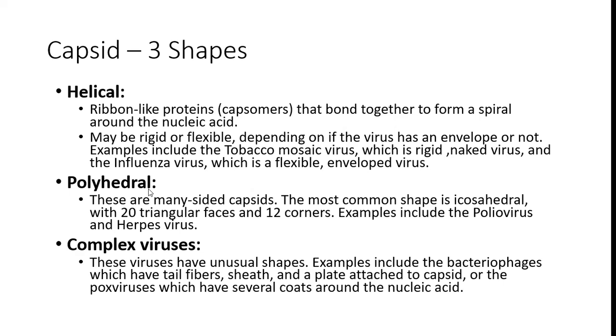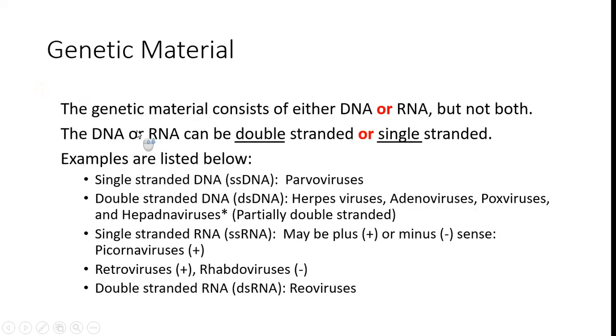And then the third category is what we call a complex virus, and we call it complex because we don't like to use the term miscellaneous in science. The complex virus just means that it has unusual shapes. And you're going to see some unusual shapes, especially when we talk about the bacteriophage, which is that virus that gets inside bacteria. And again, this just means that there's no central look to these. They're all going to be a little bit random and unusual in their shape. So those are the capsid.